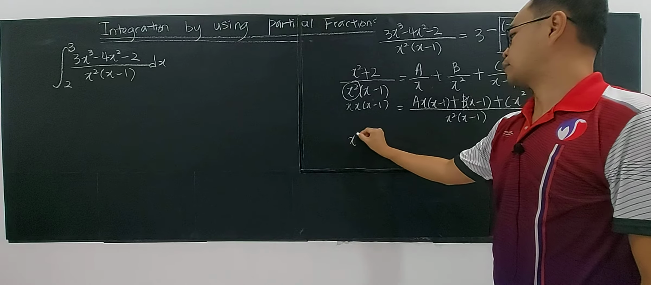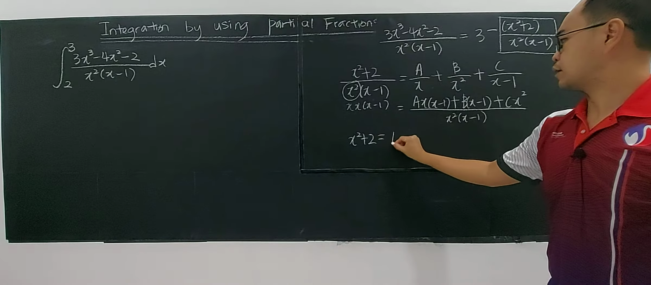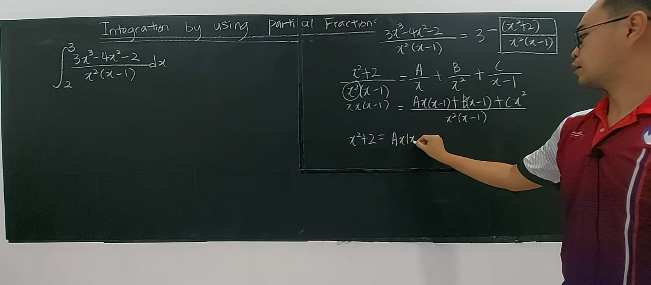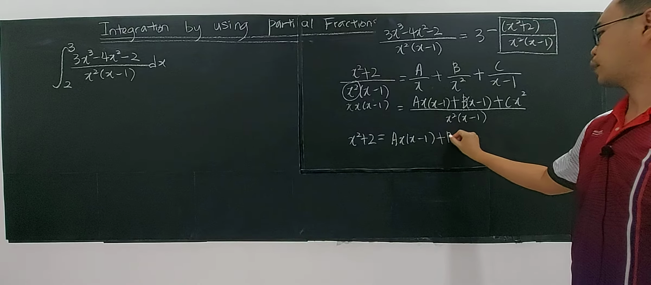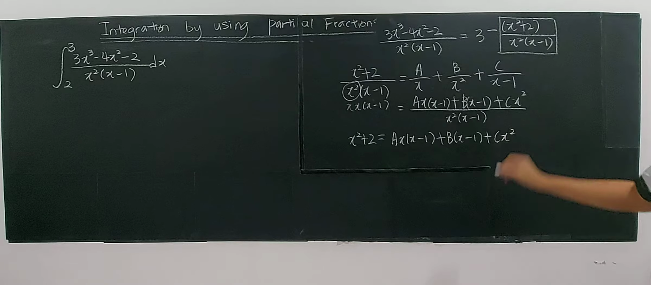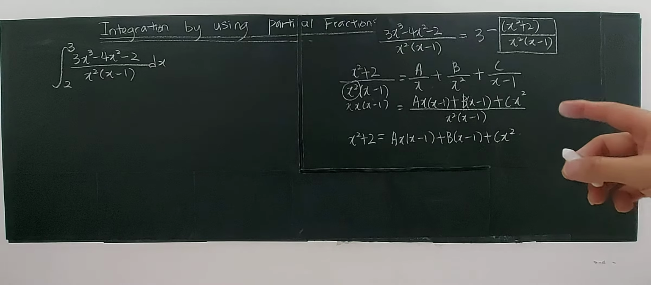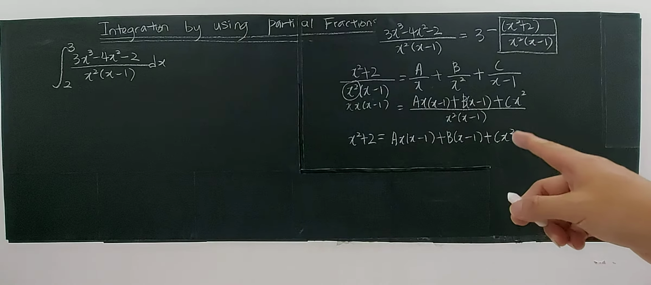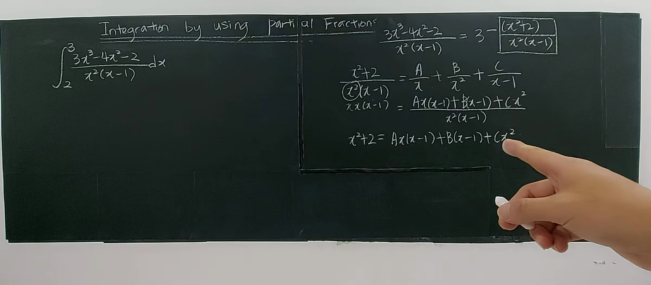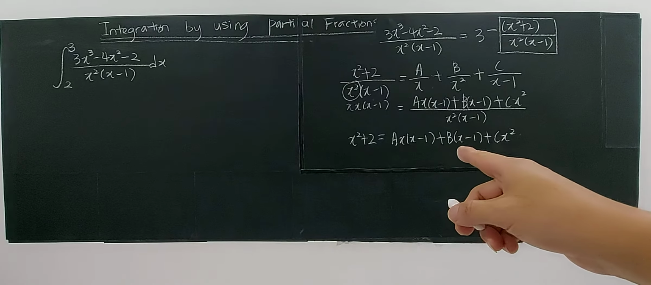So that means x to the power of 2 plus 2 will be the same as Ax(x minus 1) plus B(x minus 1) plus Cx to the power of 2. Then you have to find the values of A, B and C. The easiest way is to find C first, because if you find C, you substitute x with 1. Or you can find B first, that is okay too.